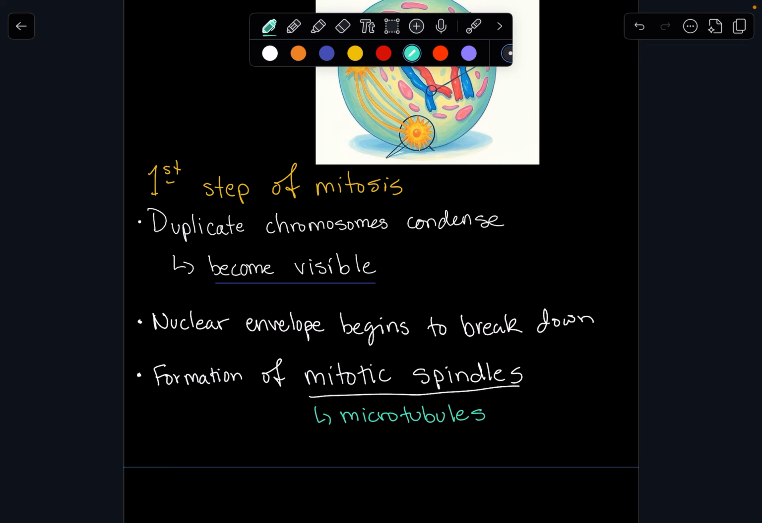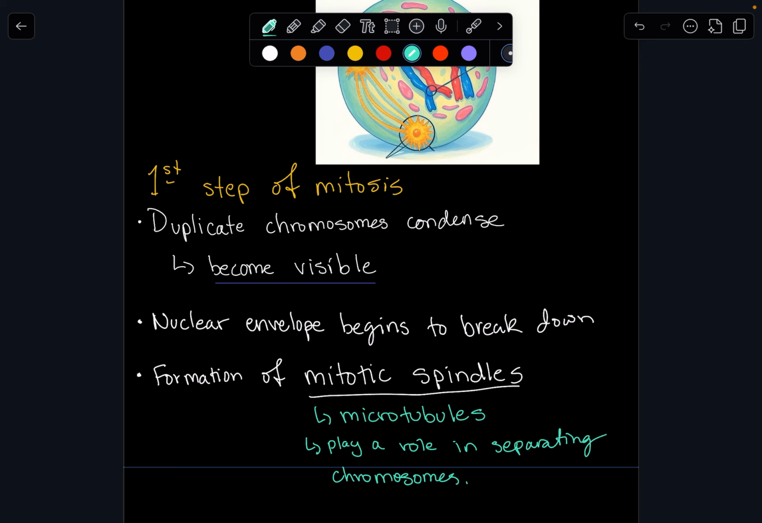They're going to grab on to the chromosomes, and they're going to help play a role in separating the chromosomes to the opposite ends of the cell. So they play a role in separating chromosomes.